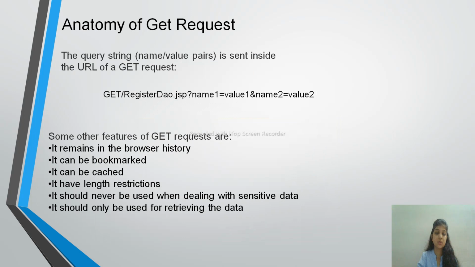Anatomy of GET request. The query string sent inside the URL of a GET request is shown below. Some other features of GET request are: it remains in the browser history, it can be bookmarked, it can be cached, it has length restrictions, it should never be used when dealing with sensitive data, it should only be used for retrieving data.